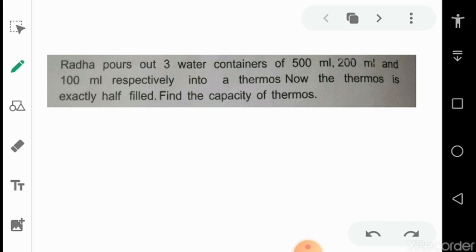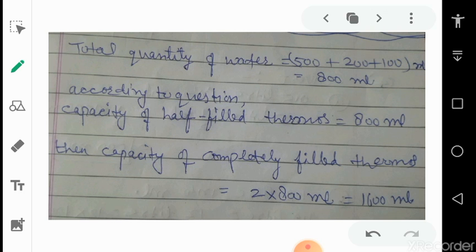It means first we will find the capacity of the half filled container, then we will make it double so that we can find the capacity. In this way we will add the volume or the quantity of all these 3 containers. So in the next slide, this is the method.